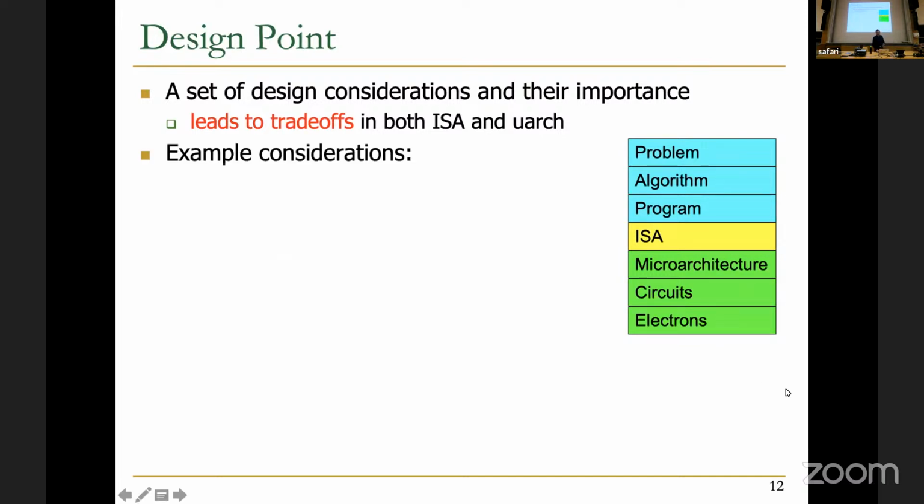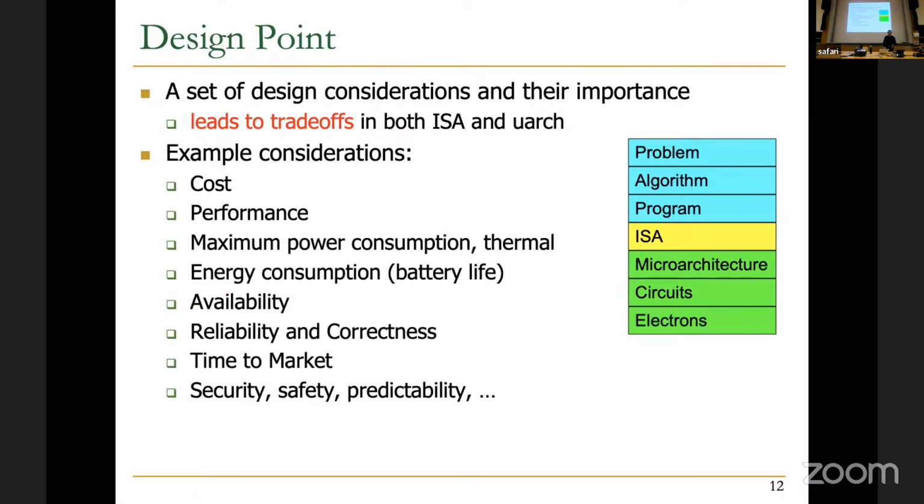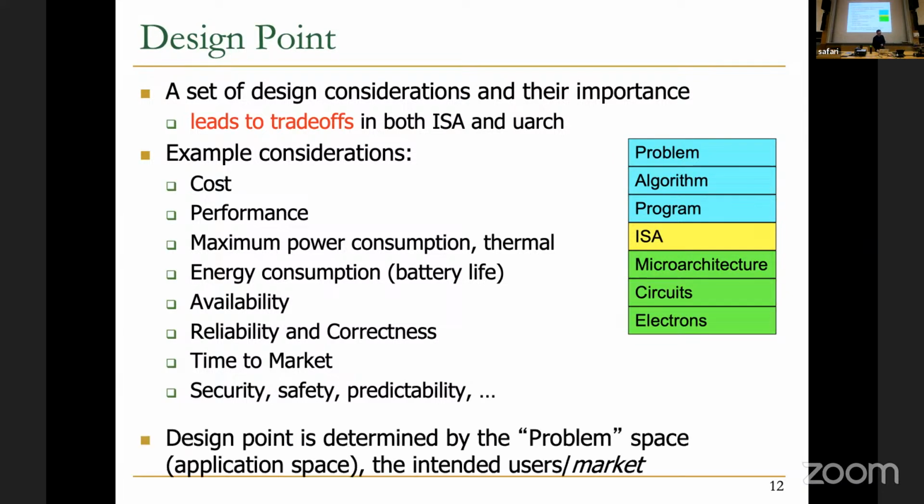So there are many considerations. Again, I'm not going to talk about every single one of them. You can also think of these as metrics: cost, performance, power consumption, energy consumption, and many, many other things, time to market, security, safety, predictability, and you can probably add to these. And these considerations are really determined by why you're designing the computing system. Right? What is the problem you're trying to solve?